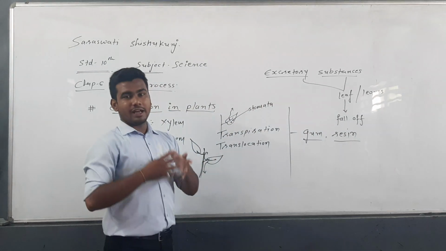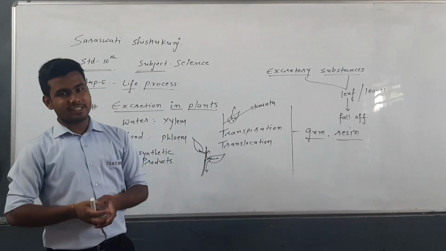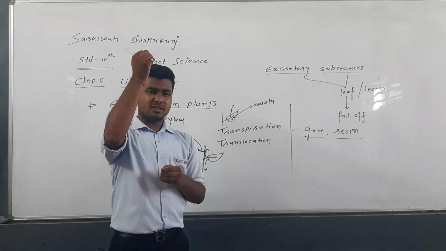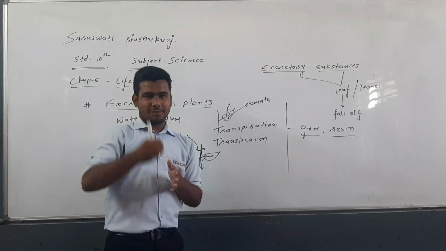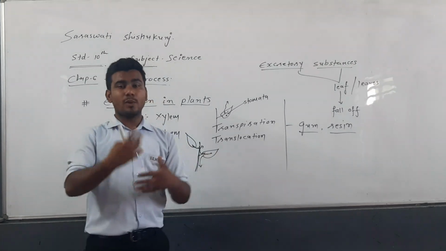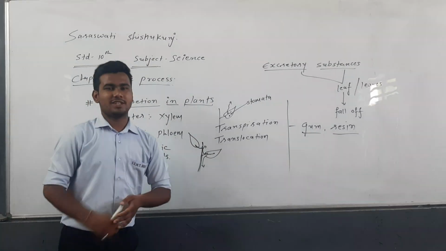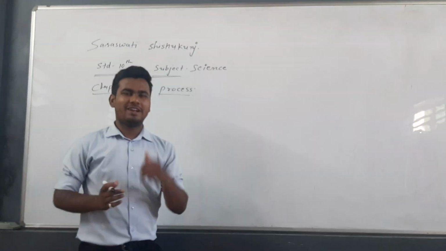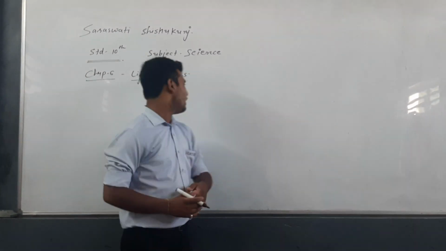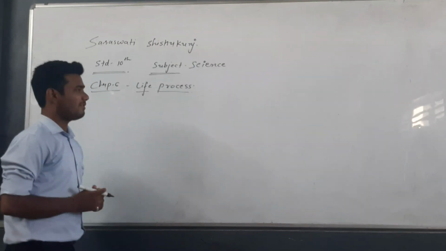So this way, we have completed our chapter. Now, we will take out some of the points of the chapter. It will be a quick summary of the chapter, so be ready for it. So, let's have a quick summary of our chapter number 6, life processes.